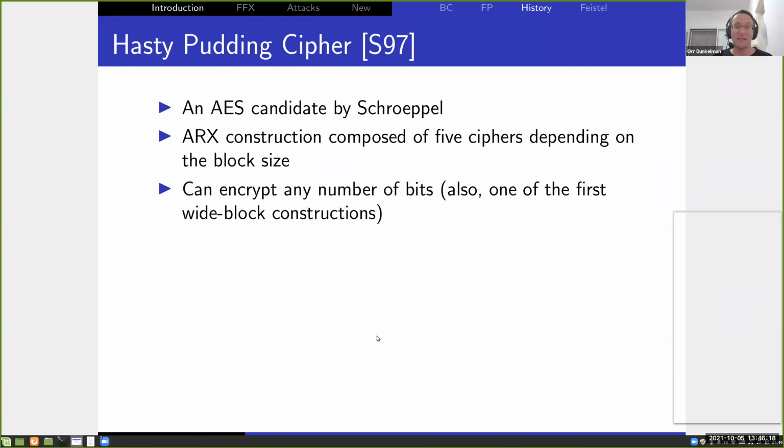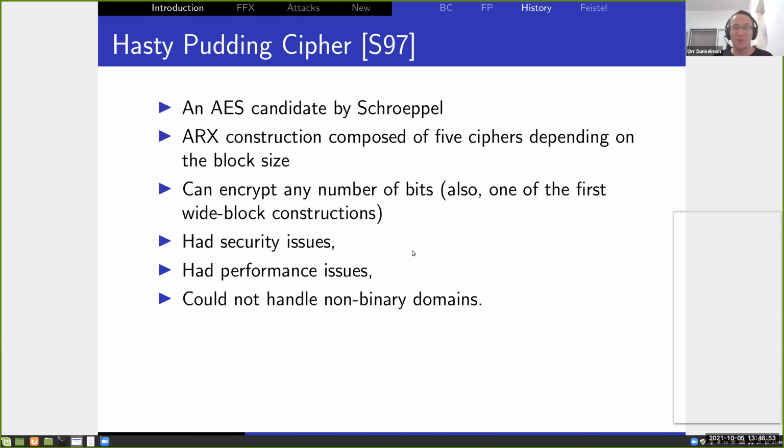So the first example of such a cipher was the AES candidate Hasty Pudding by Rich Schroeppel. It's actually an ARX construction. If that tells you something, it's okay. If it doesn't, don't worry, nothing bad happens. It's actually 5 ciphers depending on the block size. So there's Hasty Pudding tiny, Hasty Pudding medium, Hasty Pudding large, extra, 5 different ciphers, all of them with the same name. It can encrypt any number of bits, so it's also one of the first wide block constructions, if you know what wide block ciphers are.